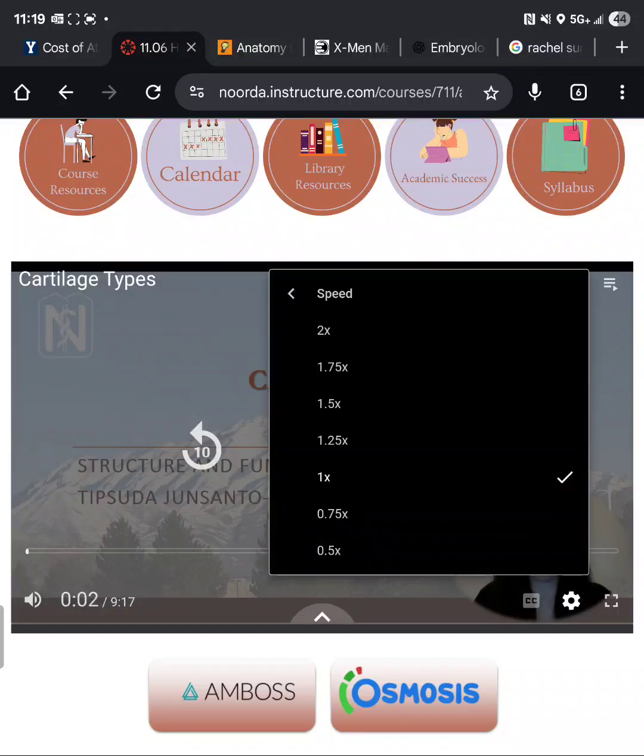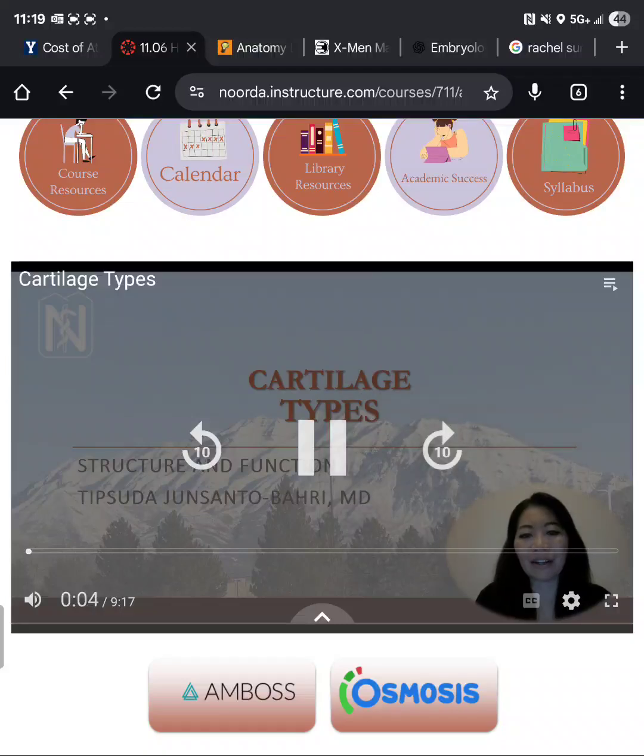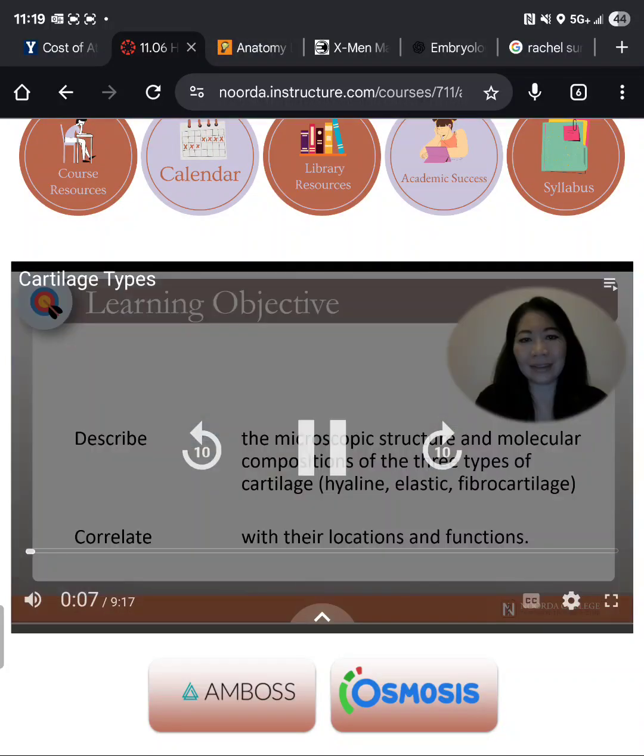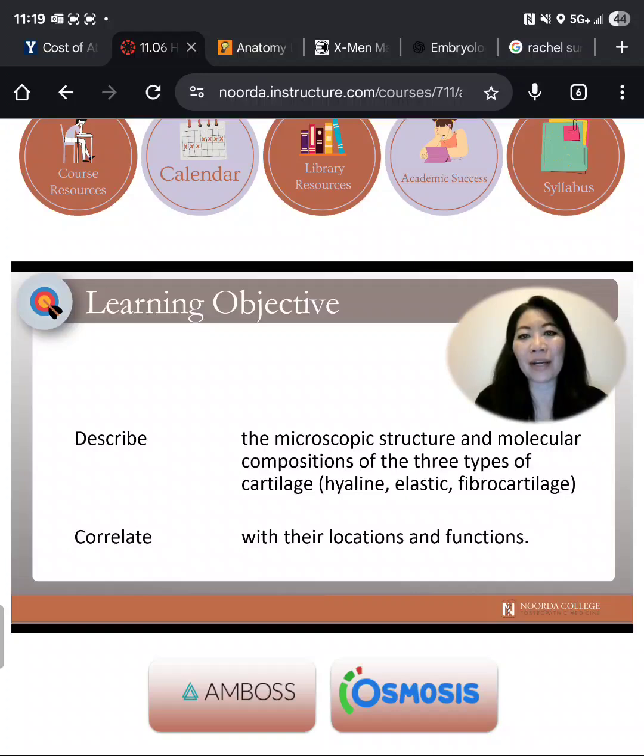Hi, Sector Bar, and I love me some histology. We're going to talk about cartilage types. By the end of the session, I want you to be able to describe the microscopic and molecular composition of the three types of cartilage, hyaline, elastic, and fibrocartilage, and correlate with their locations and functions.